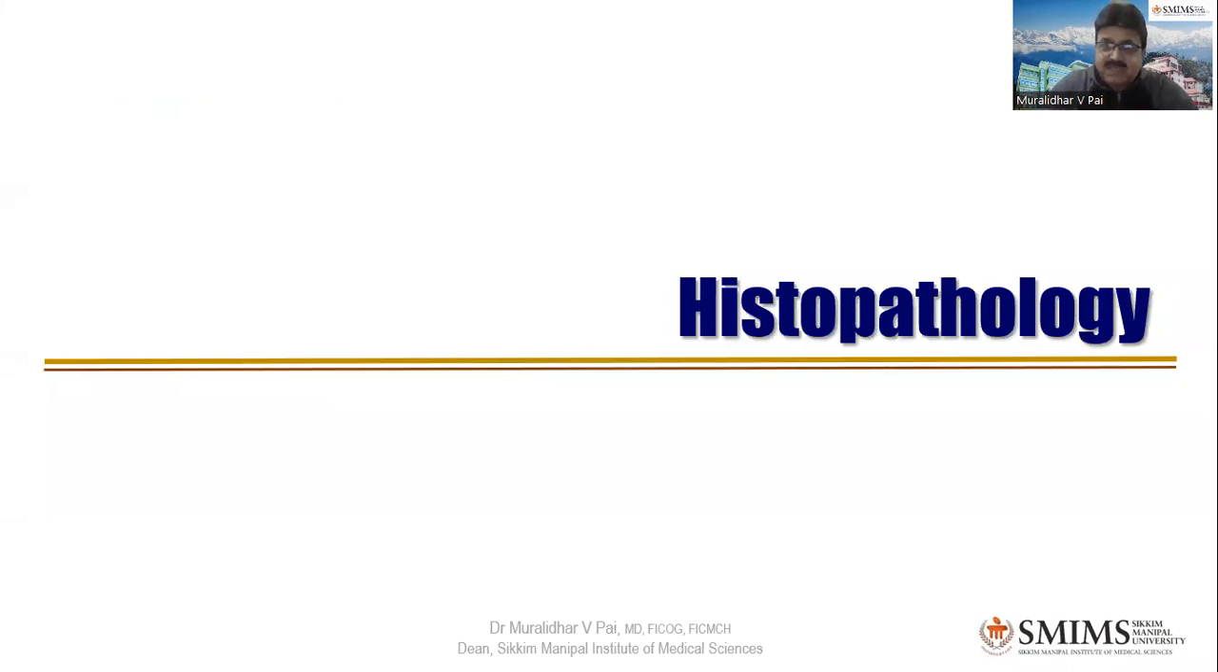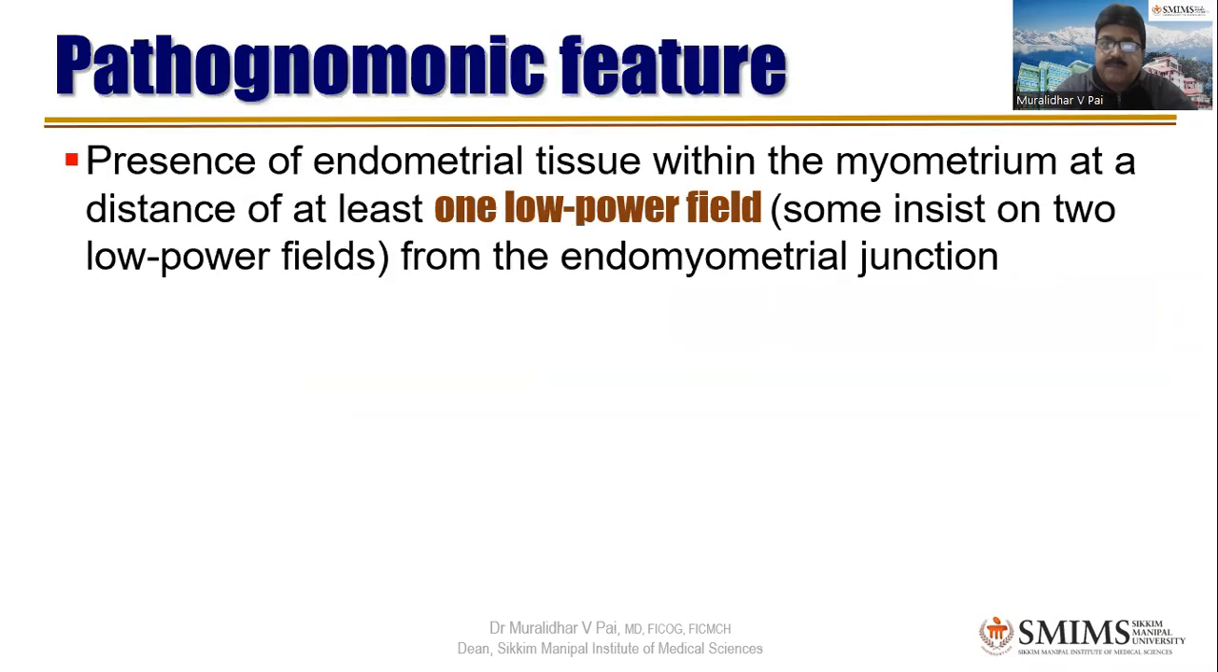So now I turn my attention towards histopathology. That is very, very important. The pathognomonic feature of adenomyosis is presence of endometrial tissue within the myometrium at a distance of at least one low power field. This is very important. It's not just beneath the endometrial cavity. Some insist even two low power fields from the endomyometrial junction.